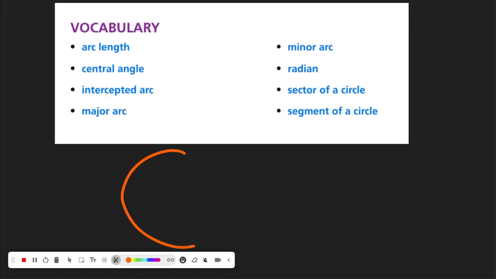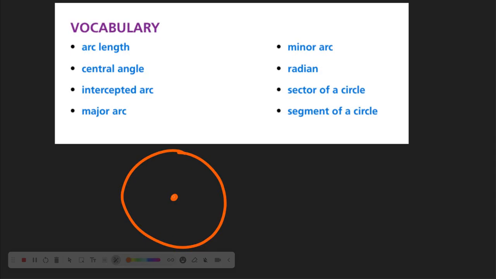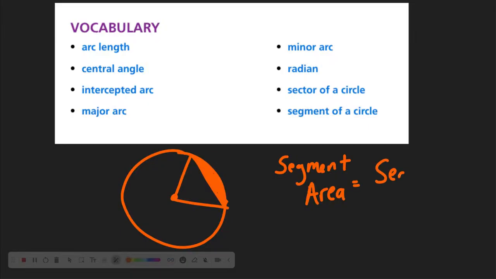The segment of a circle. Well, this is a very strange piece of vocabulary. I've always thought that. The segment of the circle is the sector minus the triangle. So it's basically like the crust of the pizza. That is called the segment of the circle. So the segment area is the area of the sector minus the area of the triangle.